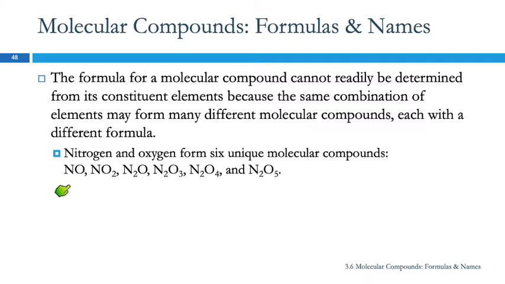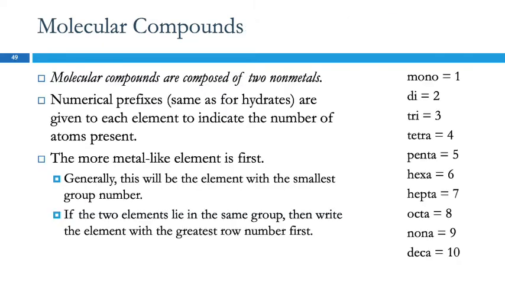Here's an example with nitrogen and oxygen. There are 6 unique molecular compounds that actually exist between nitrogen and oxygen. They each need to have a unique name. So we have a different set of rules for molecular compounds.